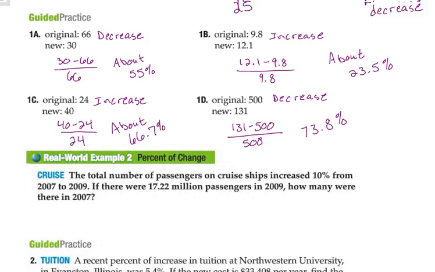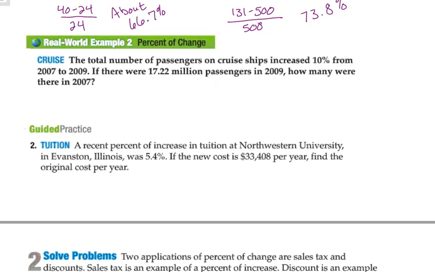Remember, our formula is new minus original over original. And what that gives us is the percent. So here I'm just going to use that formula and fill in what I know. Okay, there were 17.22 million passengers in 2009, which is going to be our new number. So I'm going to put 17.22 in for my new.